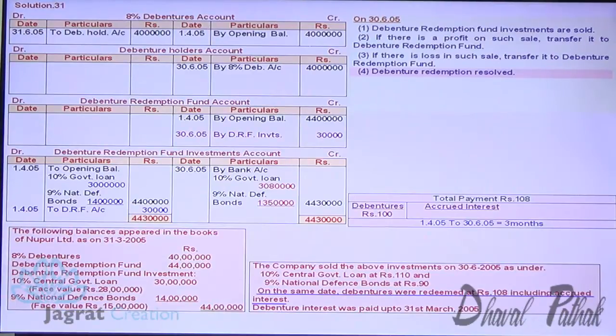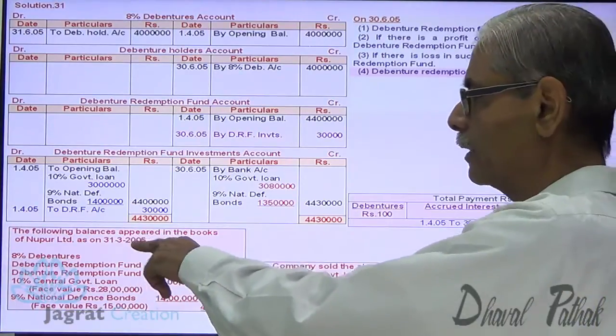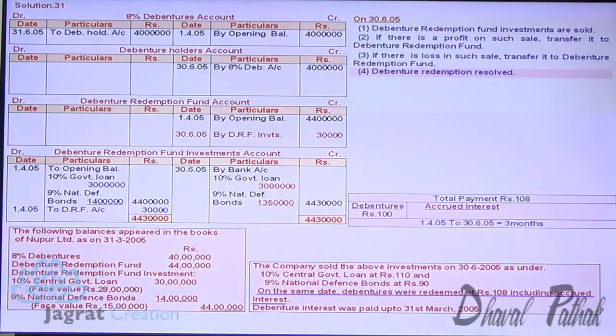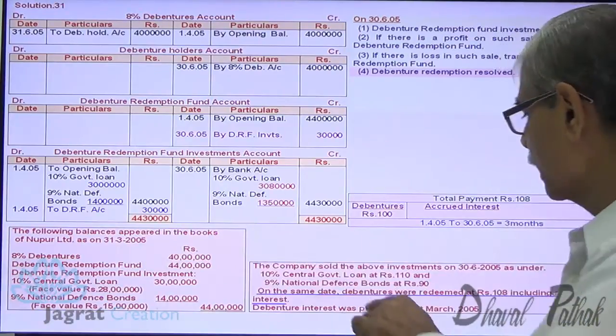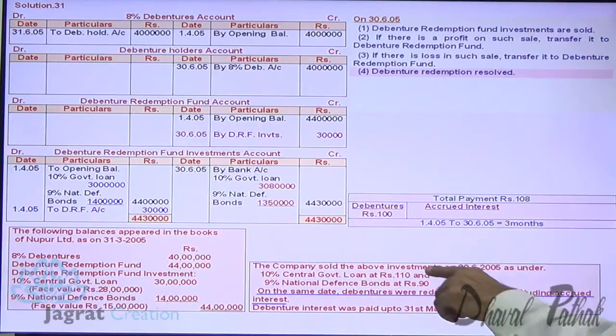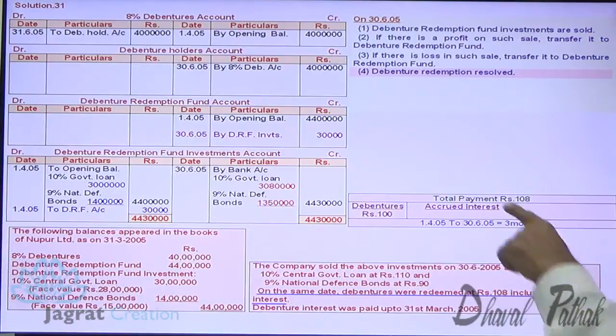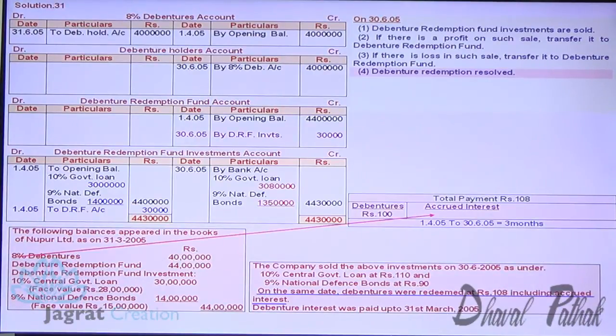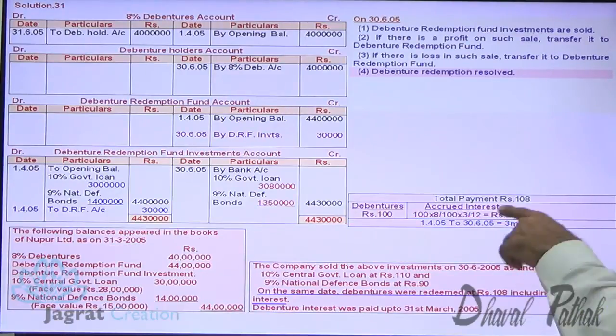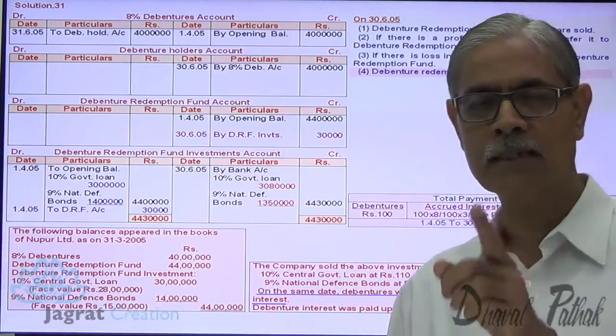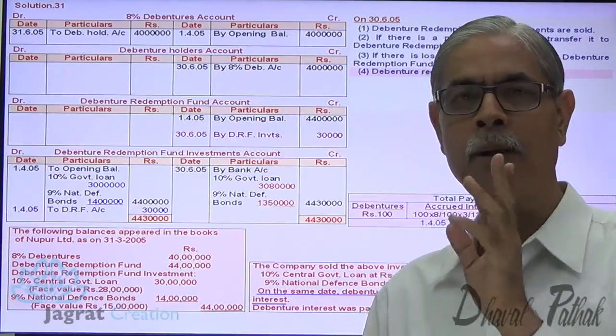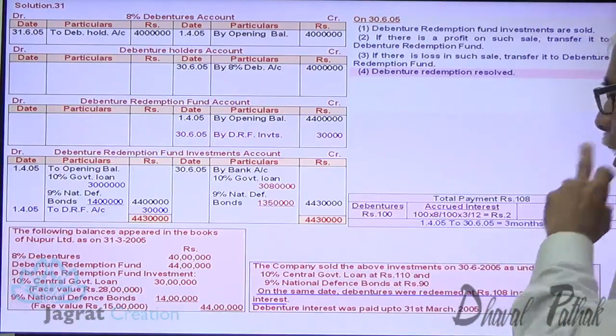Accrued interest is for 3 months. As I told you, balances as on 31/3/2005. Interest was paid up to 31st of March 2005. Up to this date the interest was paid. And here the redemption is made on 30th June. So you are required to pay interest for 3 months, on 100 rupees at 8% for 3 months. That works out to 2 rupees. So 102. 100 is the face value, 2 is the interest. Total redeemable amount per debenture 108.